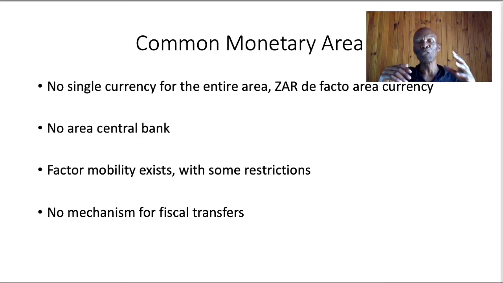2. There is no common central bank, while the South African Reserve Bank, SARB, performs the task as a de facto union central bank. 3. While there is factor mobility, there are restrictions governing the access of the smaller members to the mature capital and money markets of South Africa. 4. There is no mechanism for fiscal transfers. For all intents and purposes, therefore, this is not a union of equals, but South Africa has a monetary hegemony within the CMA.